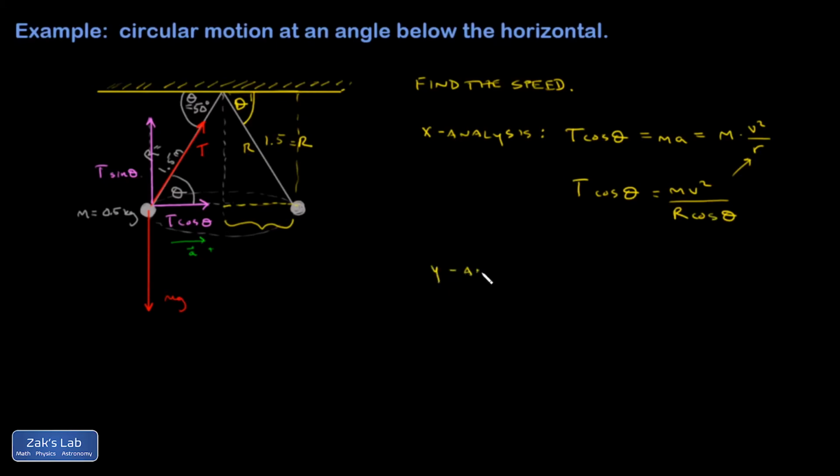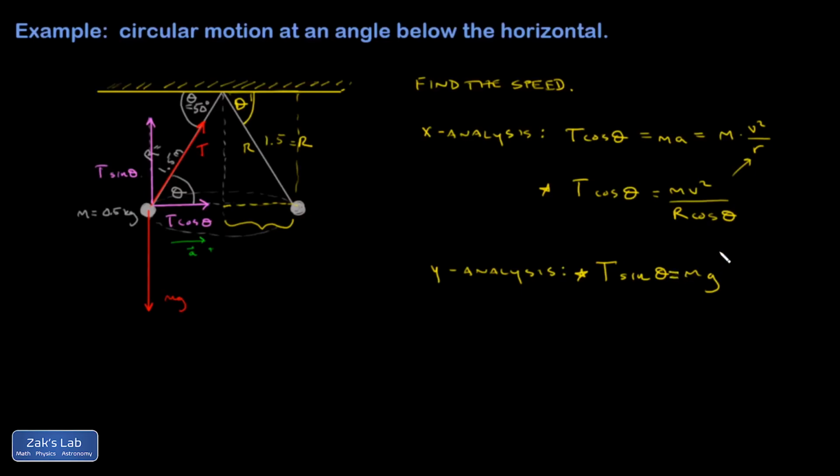Then for the y analysis, I have that these two forces are balanced. This object just moves in a horizontal circular path forever. It never moves up or down, and that means the vertical forces must be balanced. So I get T sine theta equals mg. And there are a couple of useful equations.